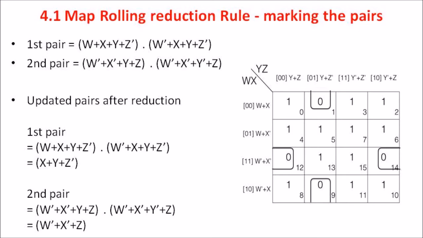And let us consider the first one, that is marking the pair. Considering the following K-map, the first pair is formed with M1 and M9. So this pairing is done with a cell in the top and a cell in the bottom, and also the second pair is formed with M12 and M14. These cells are formed by pairing the left cell and the right cell, and after reduction the first pair will become x plus y plus z dash, and second pair will become w dash plus x dash plus z.